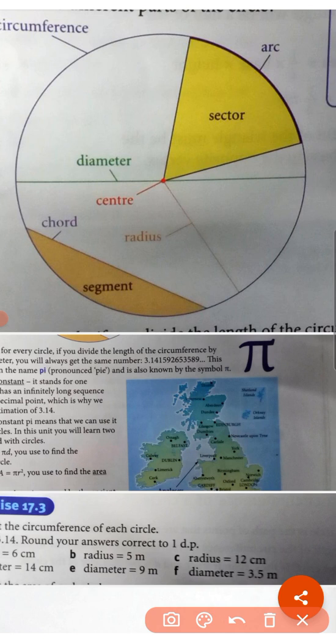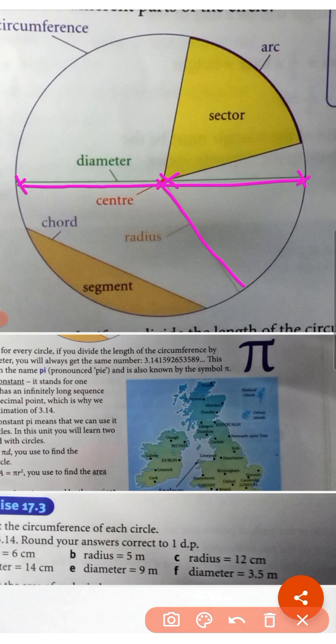Now you are learning about different parts of a circle. First, diameter. Diameter is a line segment joining any two points on a circle and which passes through the center of the circle. And radius. Radius is a line segment joining the center and any point on a circle. Radius is half of the diameter.